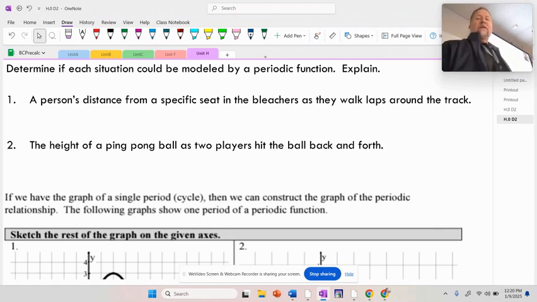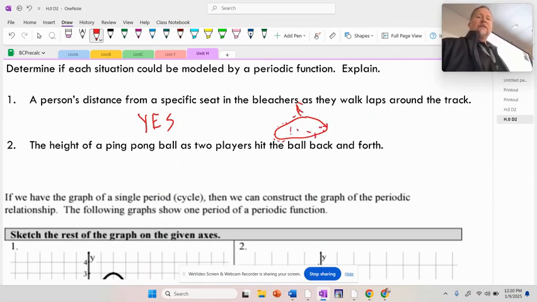Yeah, that's an absolute yes, because let's think of a seat. You've got a track here, and here's a seat. Your distance is here, here, here. This is your distance, this is your distance, and then you start repeating those distances. So it would be a nice little curve, kind of like the sine curve, maybe a little different.